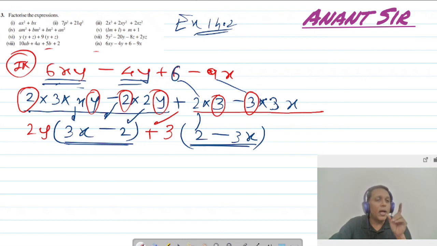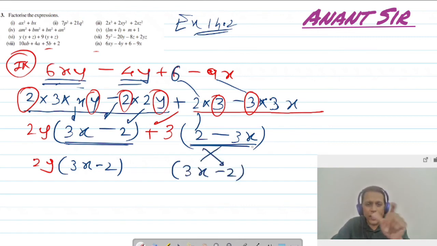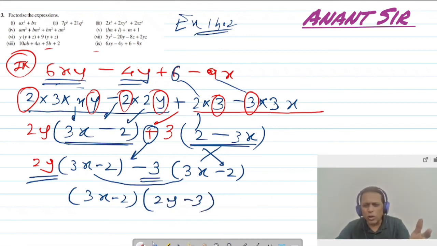Now if you remember, I have told you how to solve this problem, right? It is 2y into bracket 3x minus 2 in the first term. What you do is also change the places of this 2 minus 3x to 3x minus 2 so that your bracket will be the same. What you have to do? Do you remember? Just change the sign of this term. Write this as minus 3 and convert 2 minus 3x to 3x minus 2. Now you have the same two brackets. Write them in the first bracket and write the terms which are outside in the second bracket, that is 2y minus 3. So see, you can solve it with this method also.